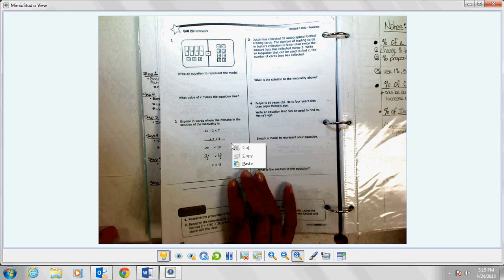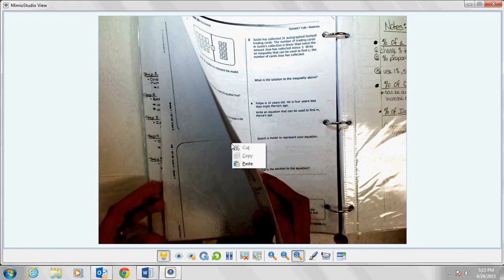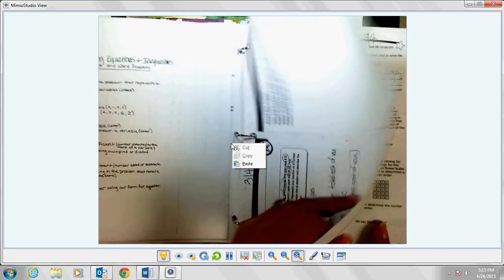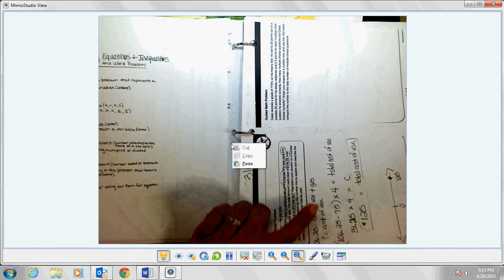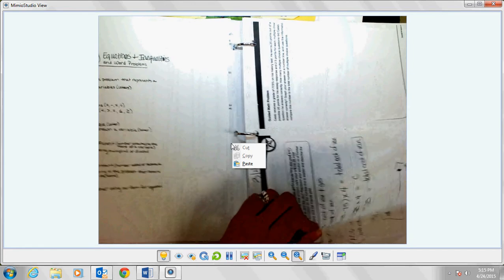Okay, the next thing on the list is your set 53 and 54 handout, which is what we did together in class today. So there's the front side. We did that problem together. Then you have your back side, and we did this problem together.